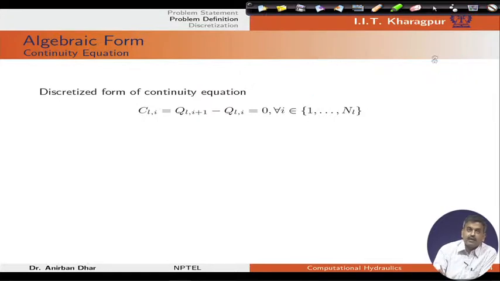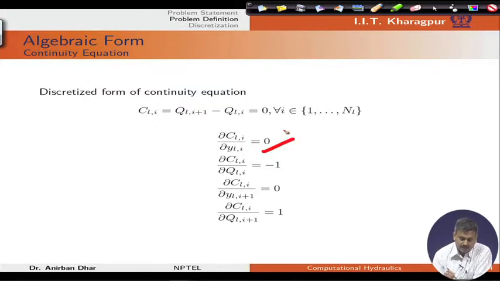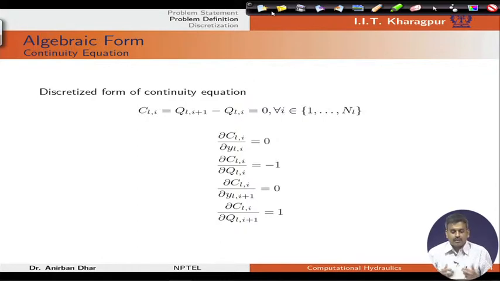So, what we will get? We will get four derivatives. We do not have any y component here, so this is 0. This is CLI, del QLI, this is minus 1. Next, we do not have this YLI plus 1, so this is 0. And for QLI plus 1, the coefficient is 1, so obviously this is plus 1. Now, we can construct our Jacobian matrix to solve the nonlinear algebraic equations, but essentially this continuity equation is not nonlinear in nature.